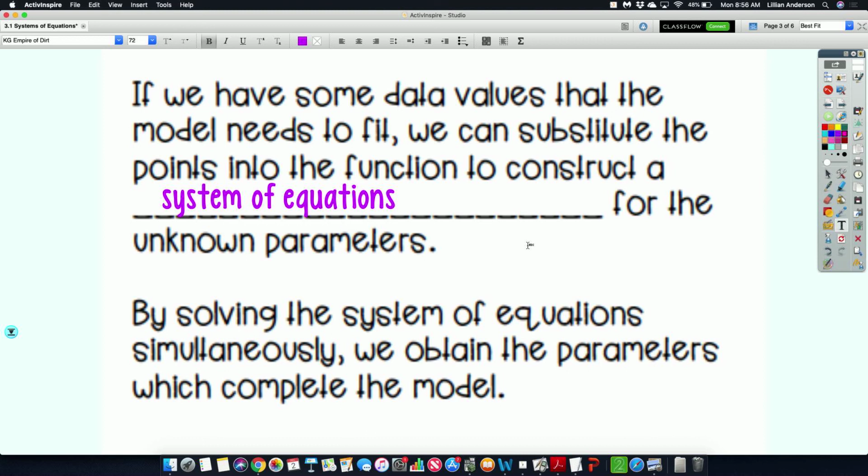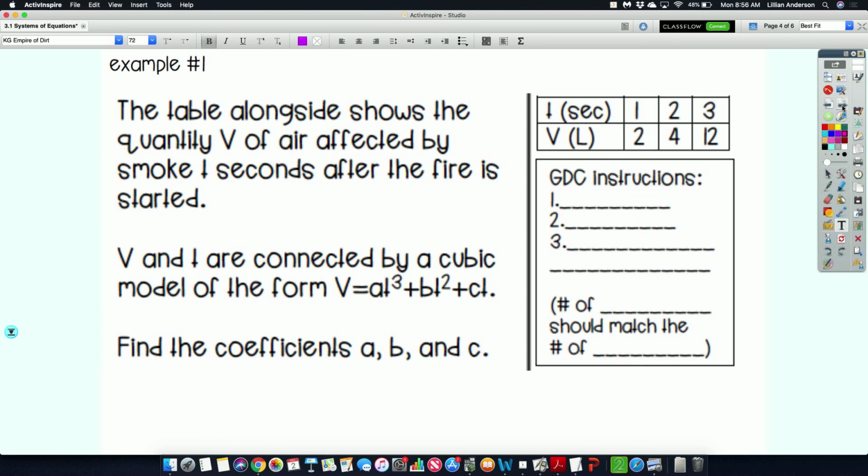And by solving a system of equations simultaneously, because it's not like we're going to solve one of the equations and solve the other equation and solve the other equation individually. We're going to solve them at the same time. We obtain the variables which will complete the particular model. Okay? So let's go ahead and look at a few examples of how we can use our technology to solve a system.